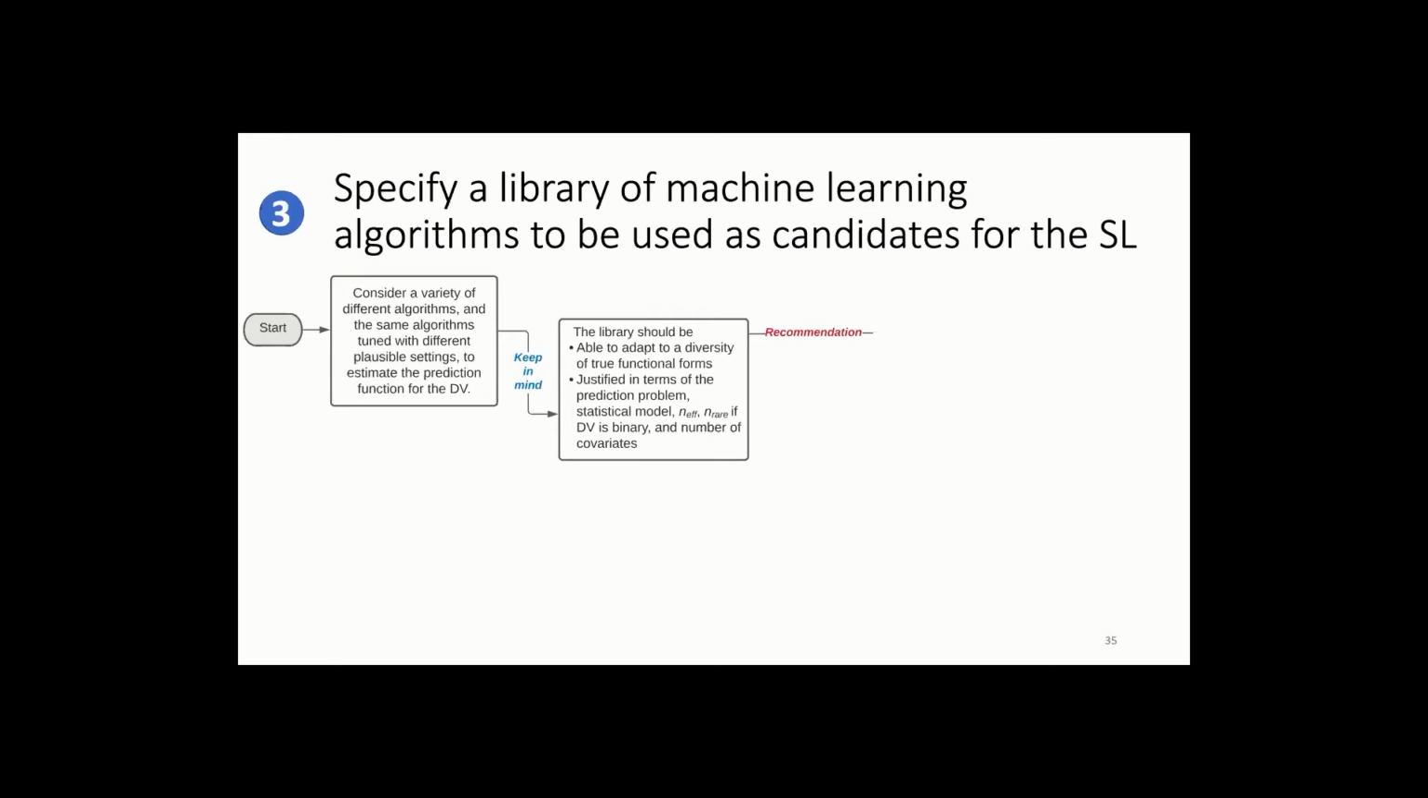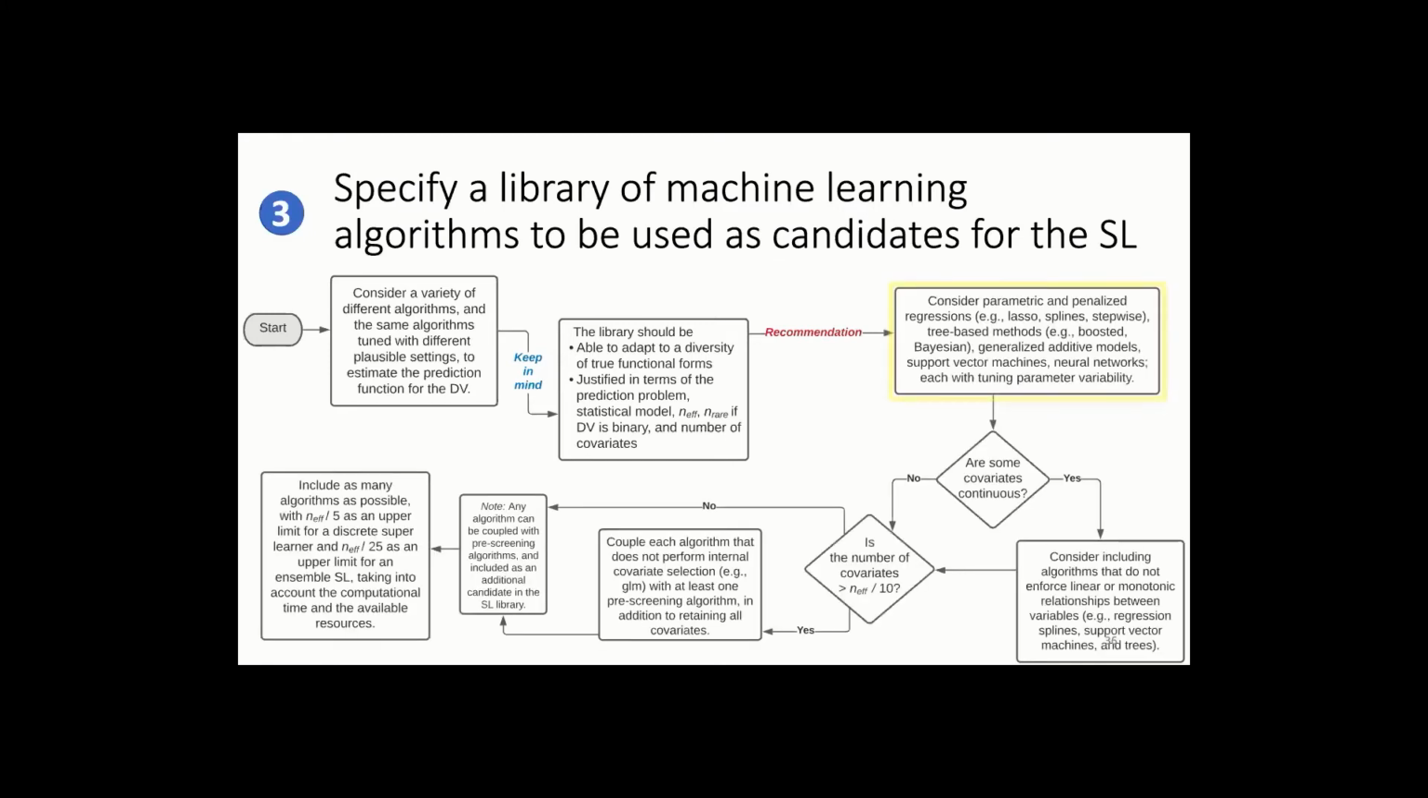Okay, let's get to the recommendation. Everything that follows will be part of the recommendation. And I'll use this glow to highlight where we are. So consider parametric and penalized regressions such as lasso, splines, and stepwise regressions. Tree-based methods, generalized additive models, support vector machines, neural networks, each with tuning parameter variability.